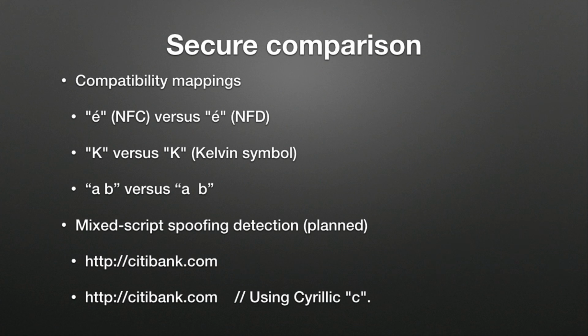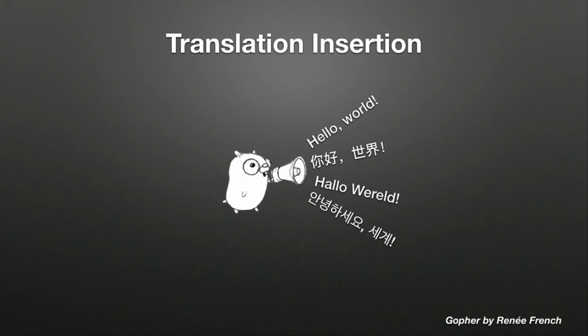So the last thing is secure comparison. This is useful for various cases like usernames and what have you. So for example, you see here two URLs. They're actually different, right? In the second example, the first C is a Cyrillic S, which looks an awful lot like a C. So basically, you know, this is clearly a security problem, right? But with these kinds of tools, you can detect this kind of stuff.